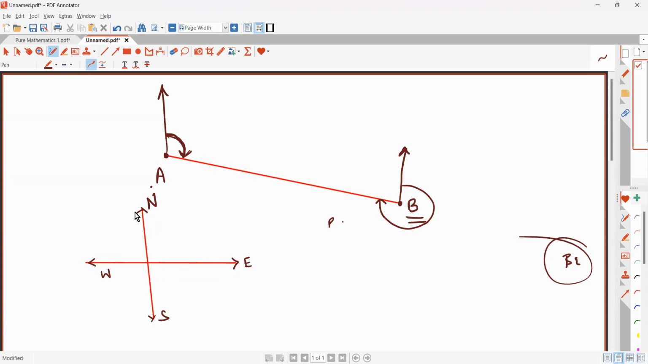North is towards the top, and down is south. East is always towards the right, and west is towards the left. You understand this, right? Everyone should know. If I go from here to here, it is 90 degrees. From here to here, it is 180 degrees. Here to here, it is 270. And here to here, it is 360 degrees. Understood? These are basics from O levels. Now, let me delete them.